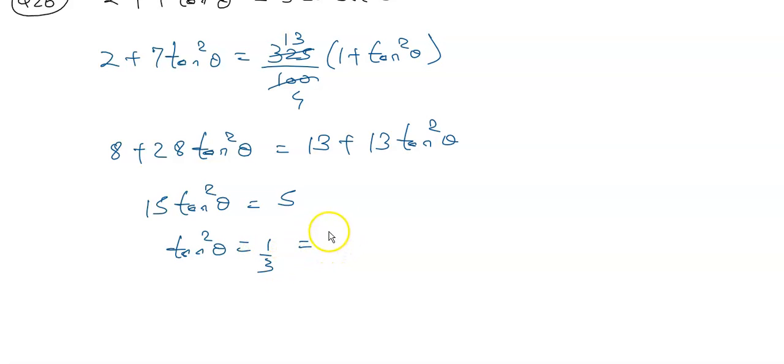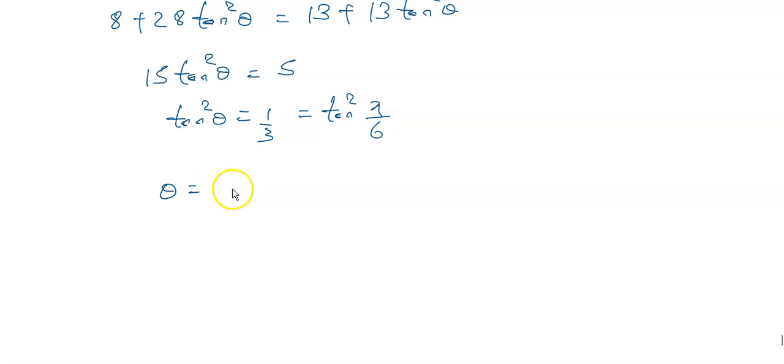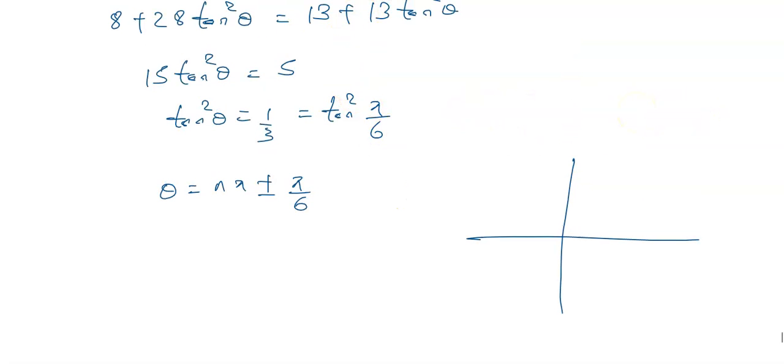1 by 3 we can write as 1 by root 3 whole square, that is nothing but tan square pi by 6. So solution is theta is equal to n pi plus minus pi by 6. So what we want is the number of solutions in 0 to 360 degrees, that is principal solutions. So now this is very easy to understand that if we want solutions corresponding to tan square theta, then if you have paid a little attention in class, I would get 4 values, 1 in each quadrant, because it is a square, so 1 each, therefore 4 solutions.